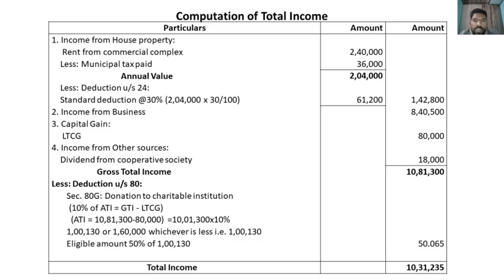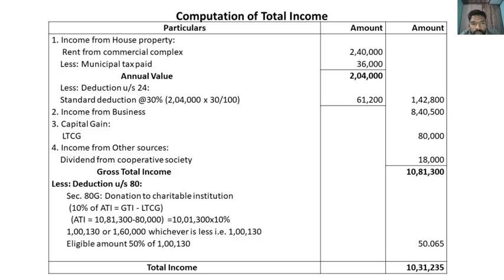Then we should calculate the total income. Rent from commercial complex is given. From rent we should deduct municipal tax, then we get annual value. From annual value, standard deduction of 30% should be deducted. Business income is already computed. Capital gain LTCG is given, and under other sources, dividend from cooperative society is a taxable income. So the total of these four heads is called gross total income.